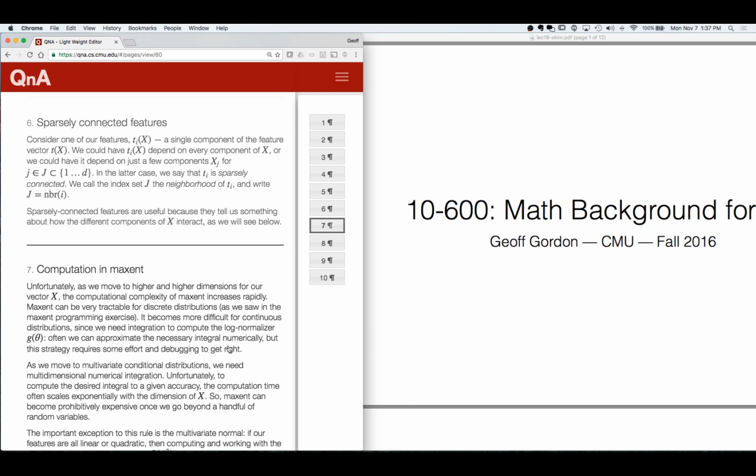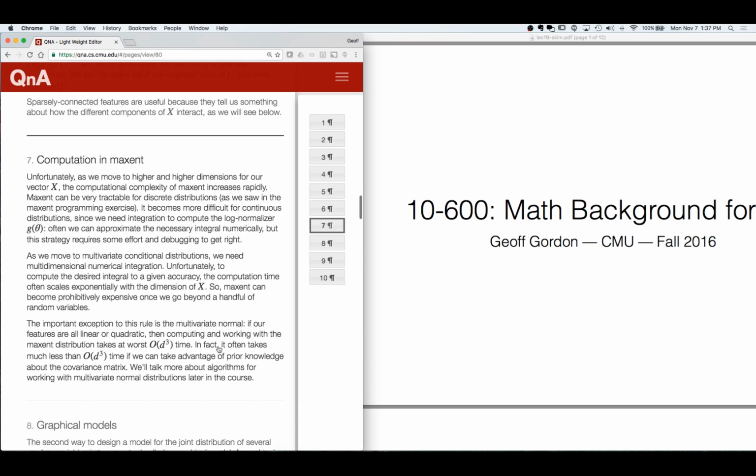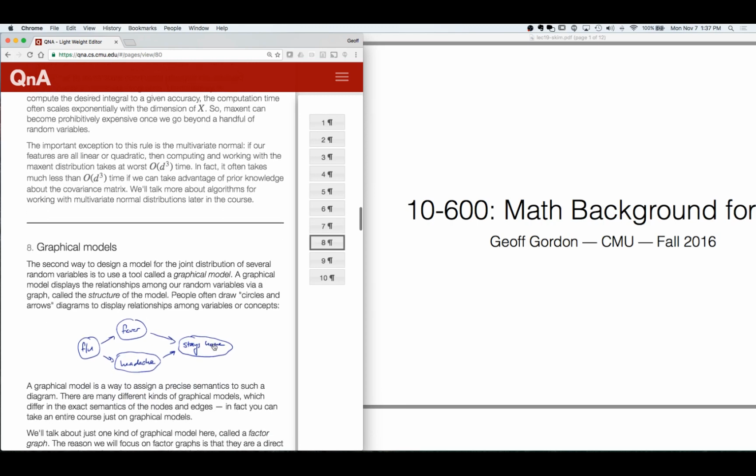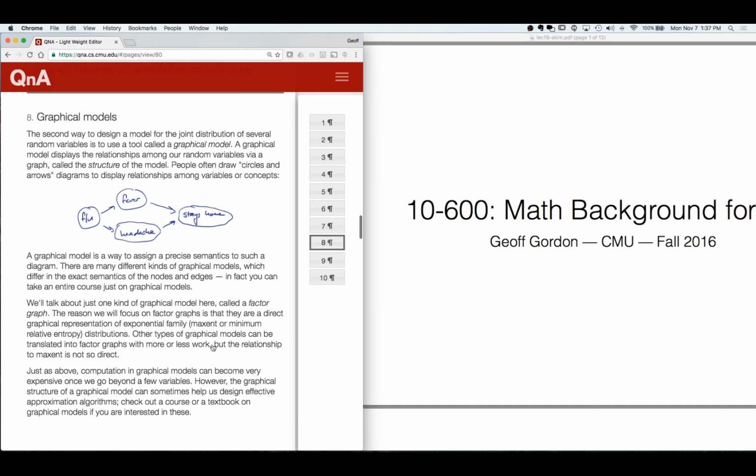We're going to call the index set, all of the x_j such that t_i depends on x_j, the neighborhood of t_i. We'll write it like that. And that's going to become important when we get to graphical models. So I talked about computation. Let's get to graphical models.